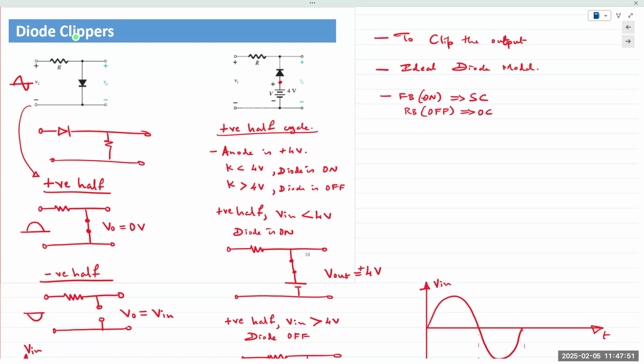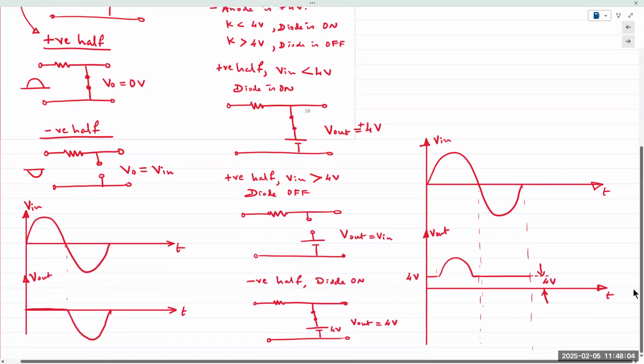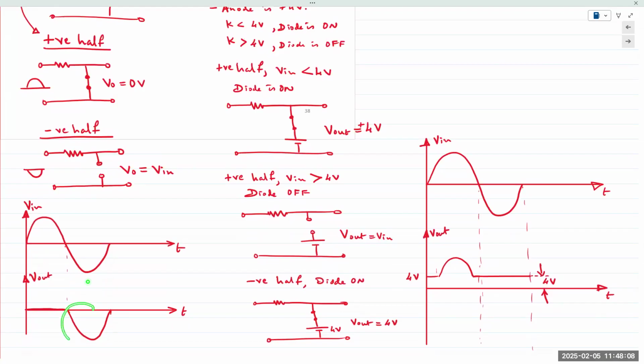Negative half cycle, diode is open. V out is equal to the supply voltage V in. So the cumulative effect of the diode in one cycle is that we have output equal to the input in the negative half cycle, and 0 output in the positive half cycle. The positive half cycle is chopped off, or clipped off.